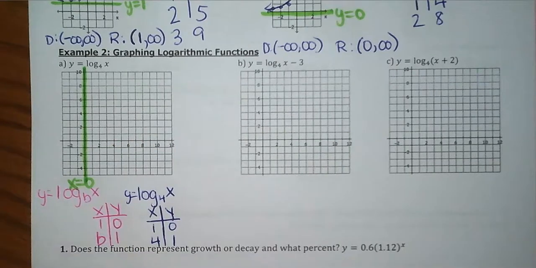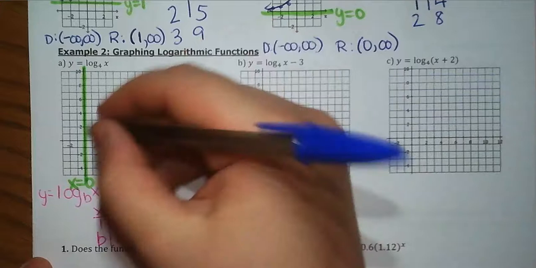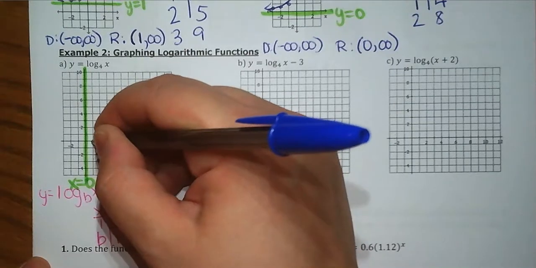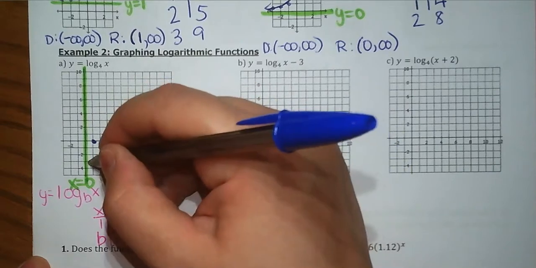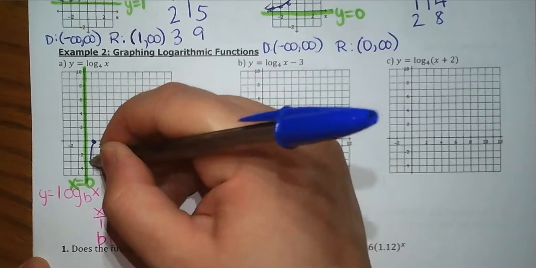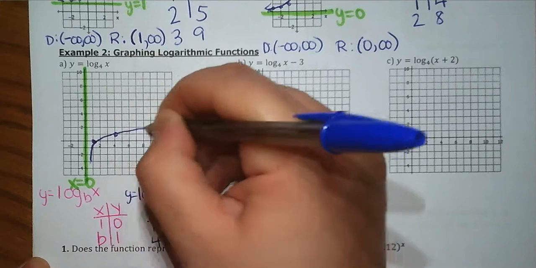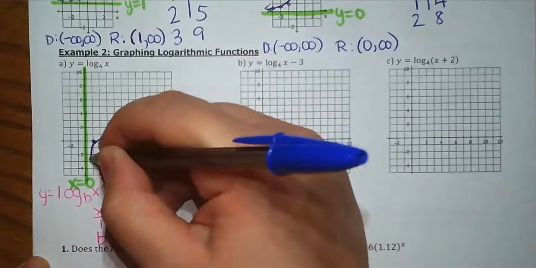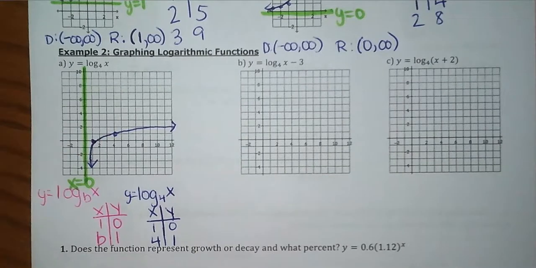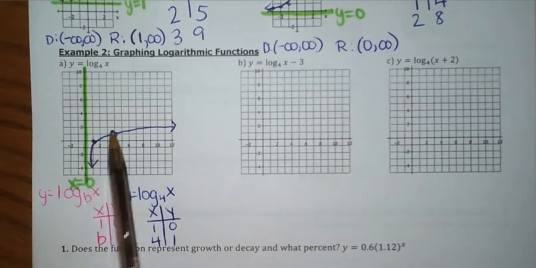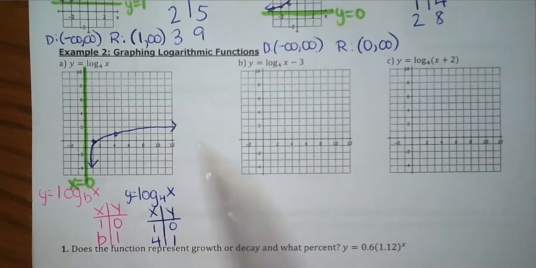Now, I'm just going to plot these 2 points. Here's 1, 0, and 4, 1. And I'm just looking for you to get the general shape here. They all look similar to this, and that's what I would be looking for. I don't want it to touch that asymptote or go over it. Your log function is going to look like this shape right here.